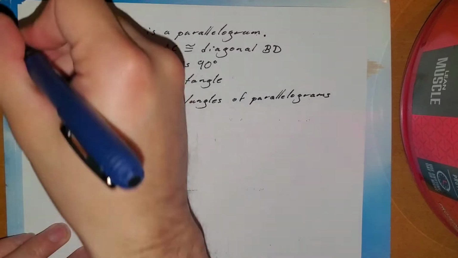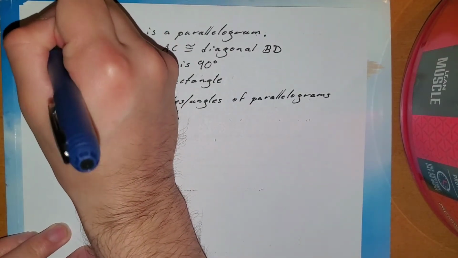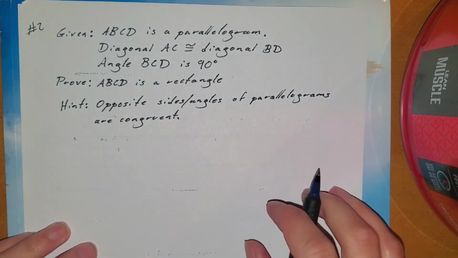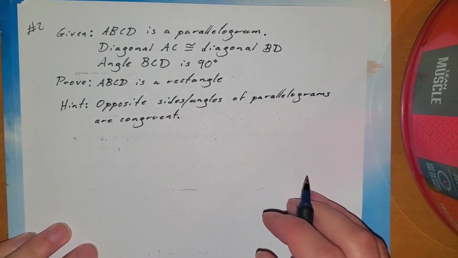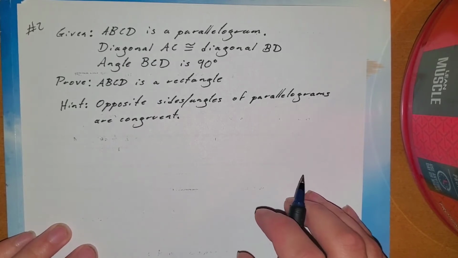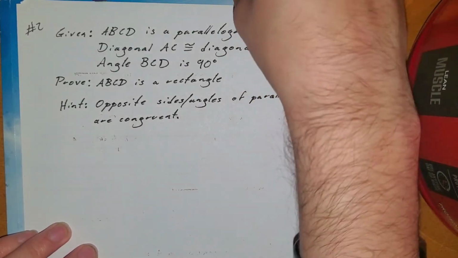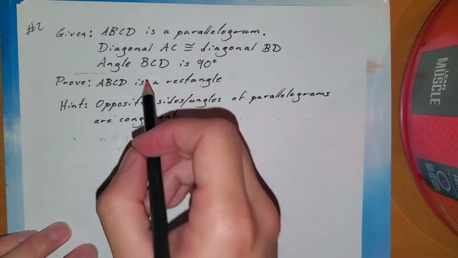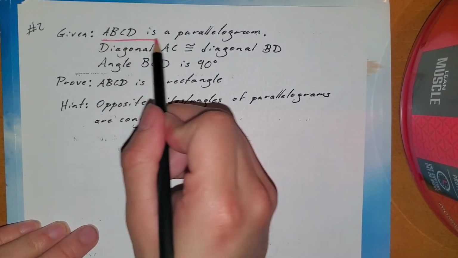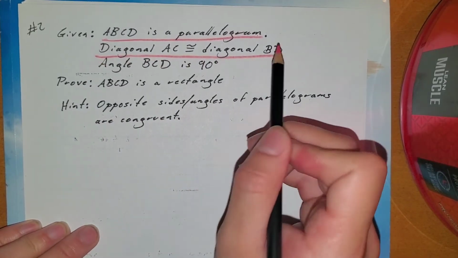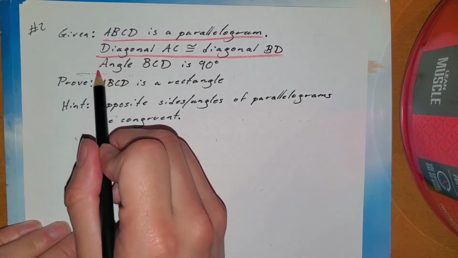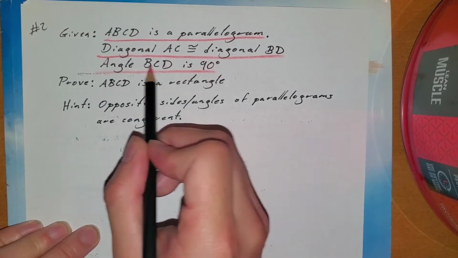Alright guys, so this is proof number 2. This is the proof that you have a paper for. We did this proof in class, and I'm just about to do it again. So we have a few given things. First, ABCD is a parallelogram. The diagonals of the parallelogram are congruent, and we have a given angle that is 90 degrees.